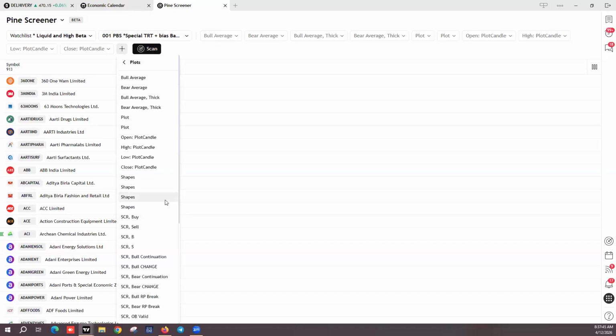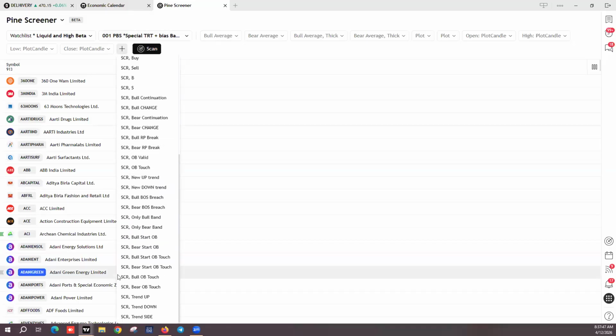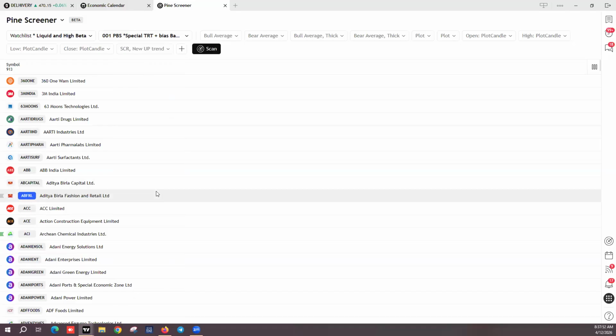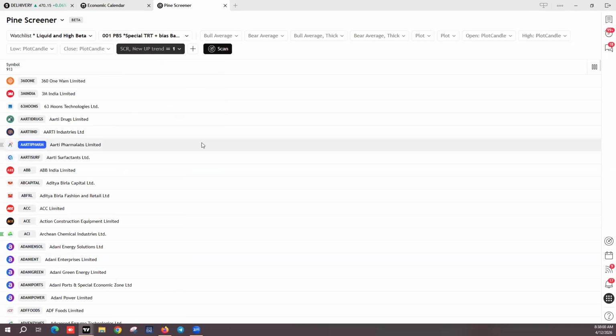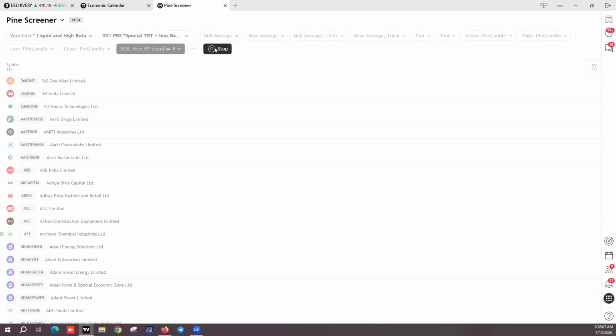Go to the screener and then plot. Trend is up, new uptrend. So this is new uptrend. Then make it equal to 1 and apply. When we add this, it will show the stocks which have a new uptrend. Then click on the scan button. There are 43 stocks. It will come here. There are 43 stocks from 913.